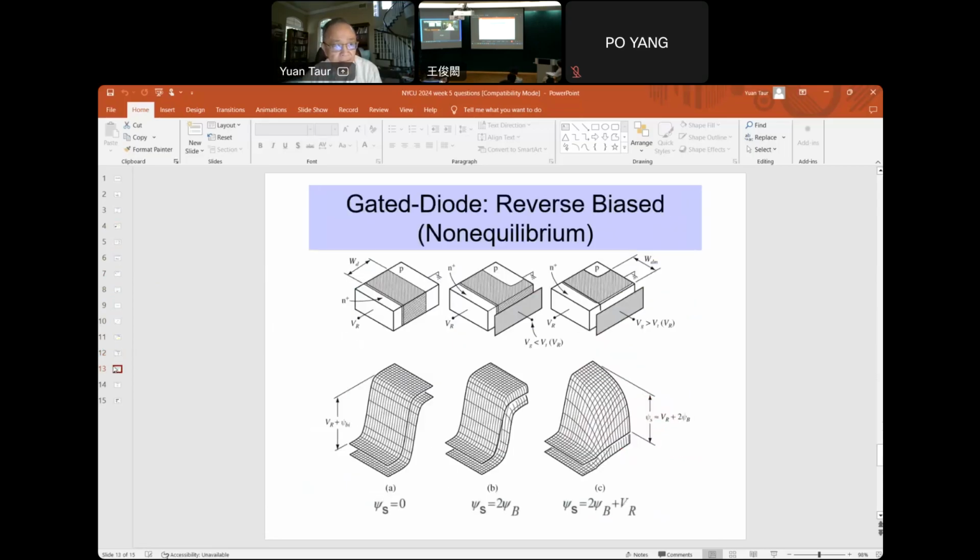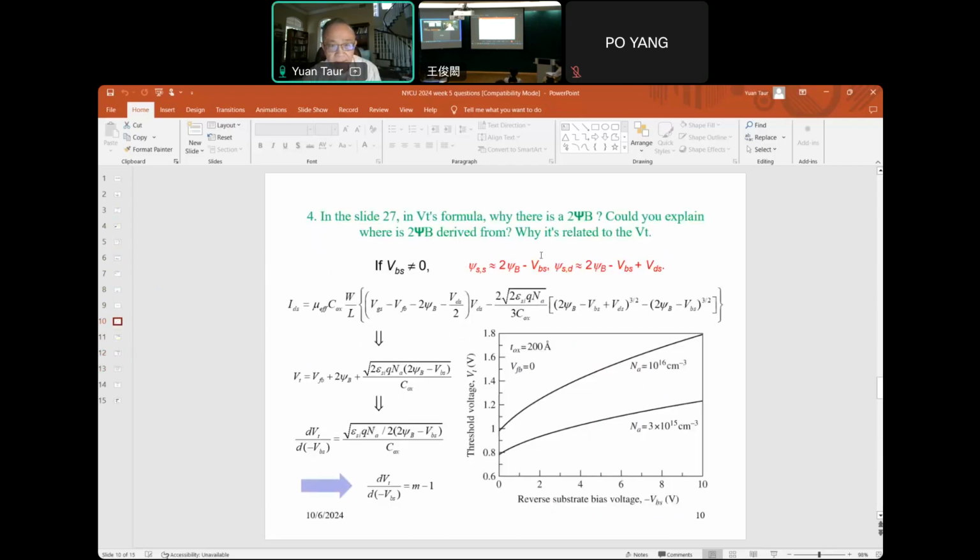And so that's the two psi B, and the other is the minus VBS. Minus VBS is essentially the reverse bias of the substrate. Well, if it's forward bias, VBS is positive. If it's reverse bias, VBS is negative, and it's two psi B plus the reverse bias.